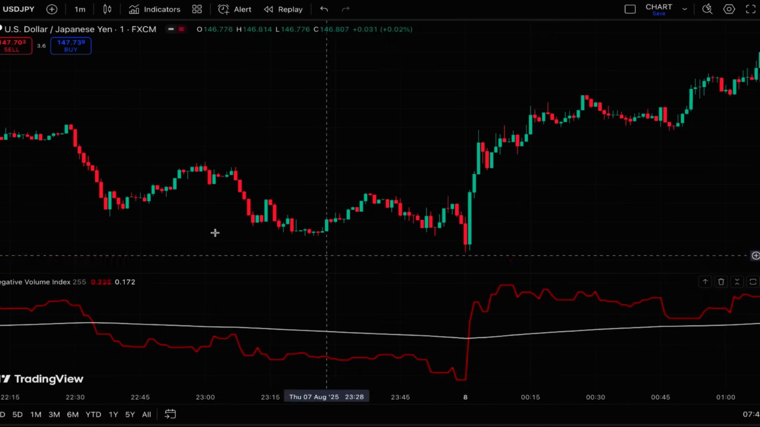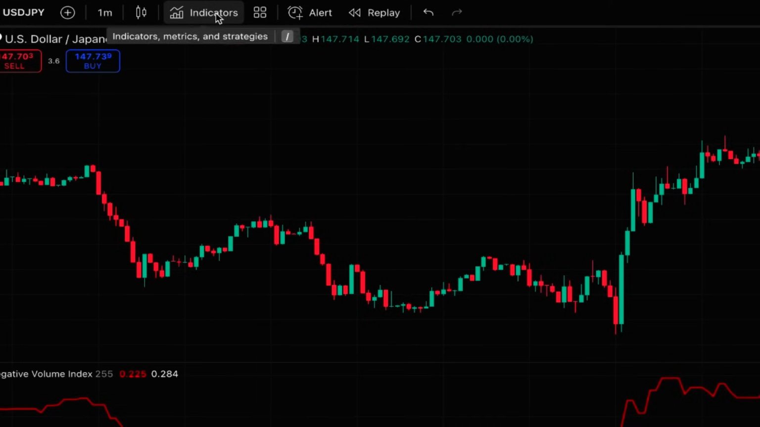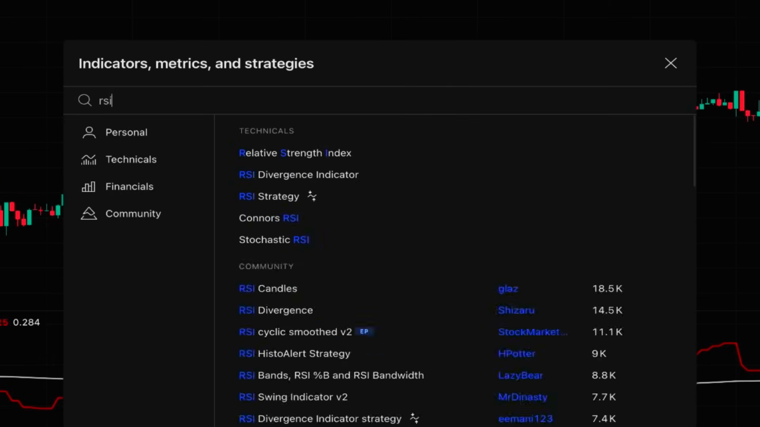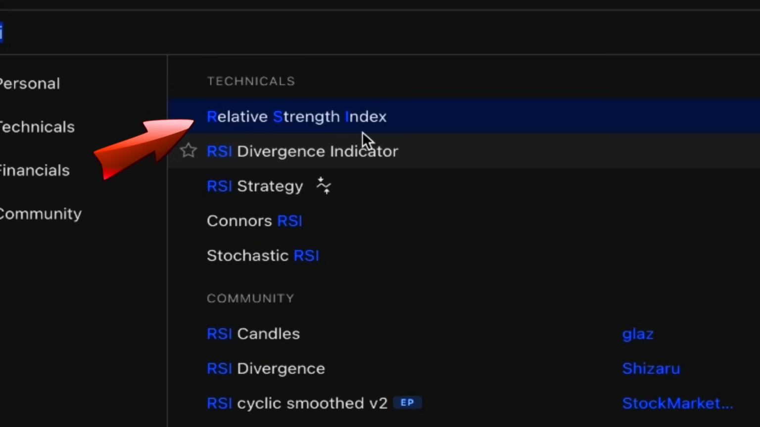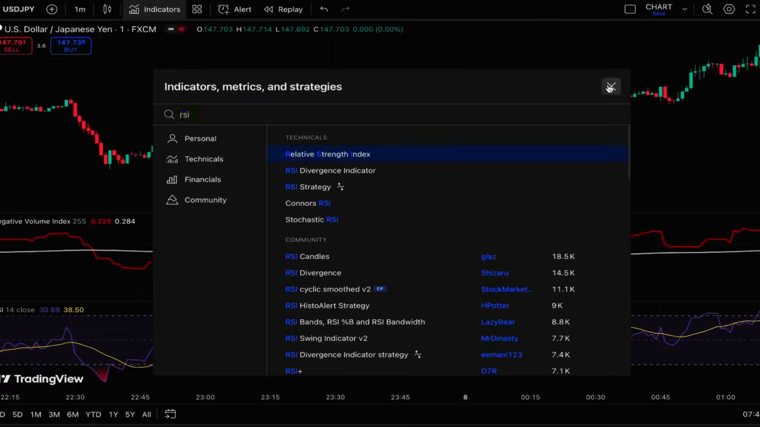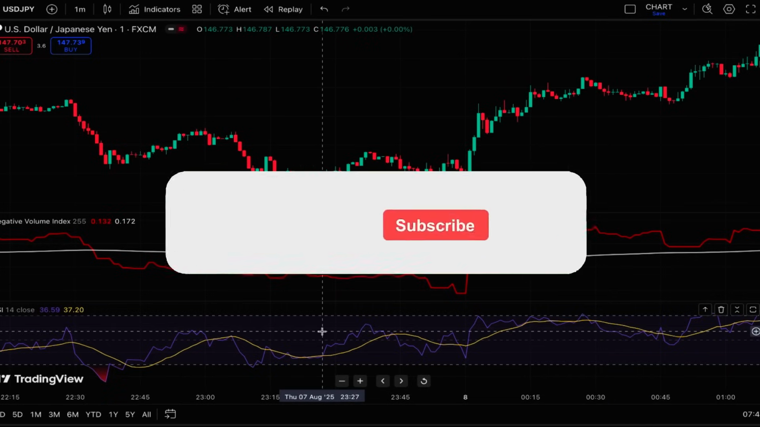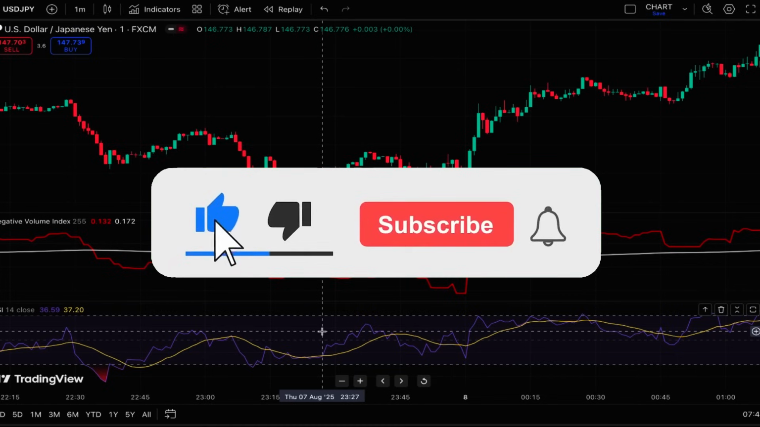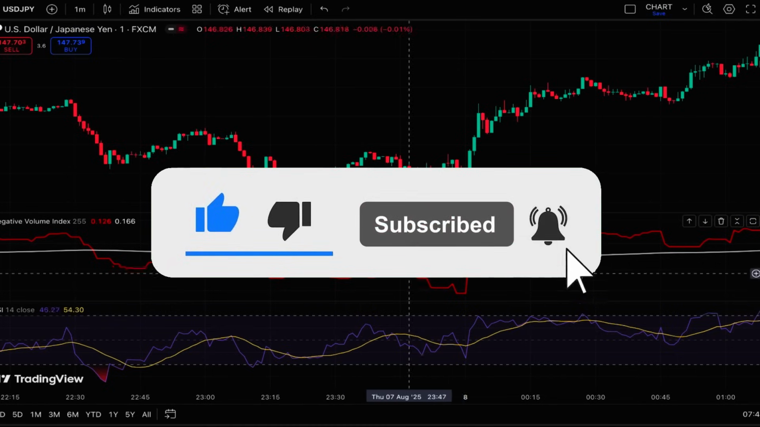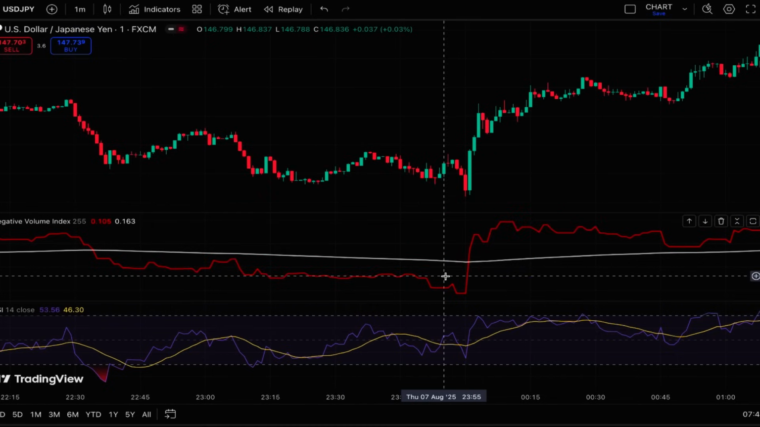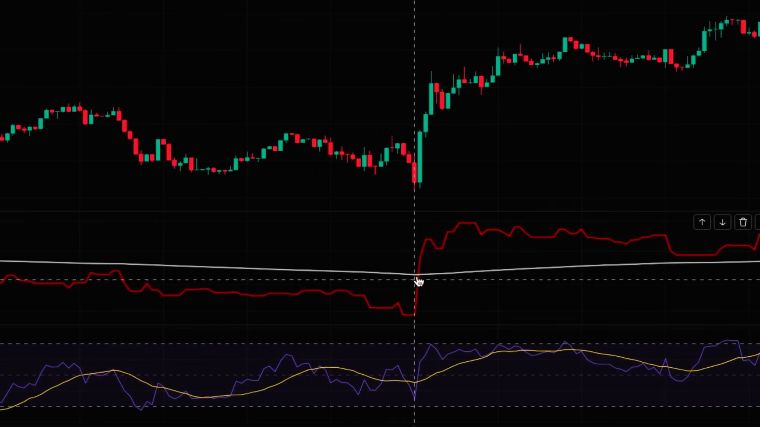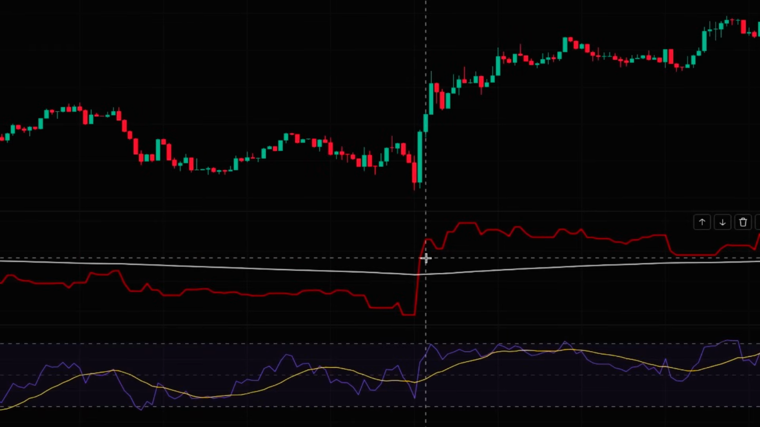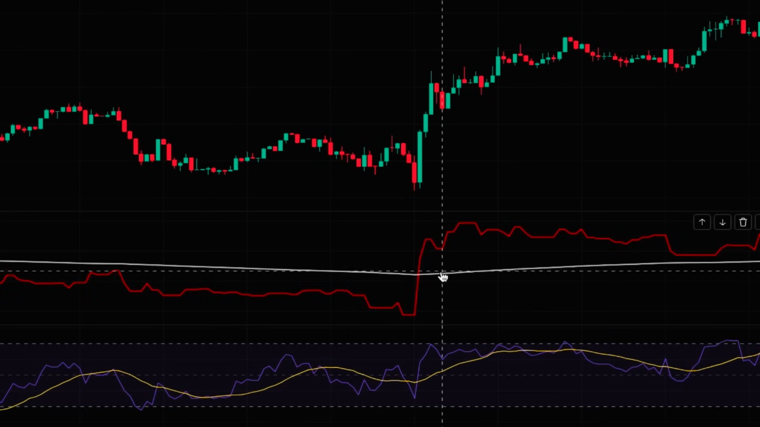For this purpose, again, we click on indicators and we search RSI, this one, Relative Strength Index, and we're going to use RSI with the default settings. Everything is already set on the chart, and let's see how we trade based on this trading strategy. As I mentioned earlier, we only take the bullish signals, which is when the MVI line, this red line, crosses above its 255 EMA, which is this white line.